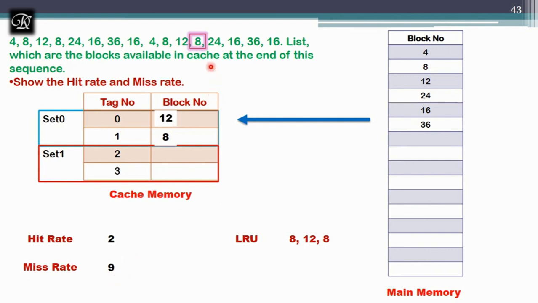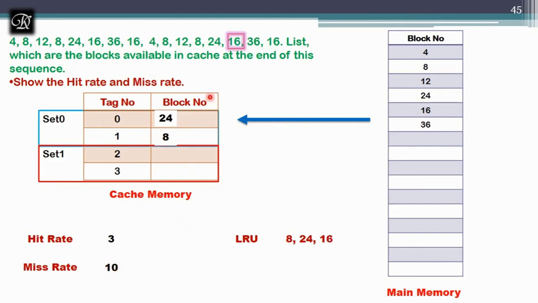Request is for 8. So 8 is already available in the cache. No need to perform the replace operation, just increase the hit rate by 1 and update the LRU. Next request is for 24. 24 is not there in the cache. Perform the same operation, find the set number and decide which has to be replaced, that is 12 over here, and increase the miss rate.